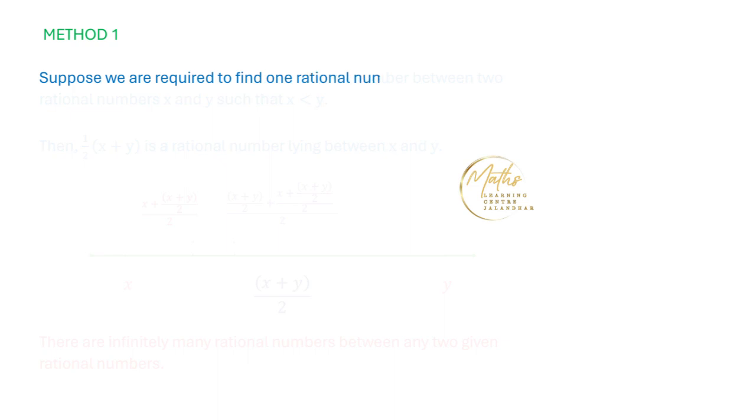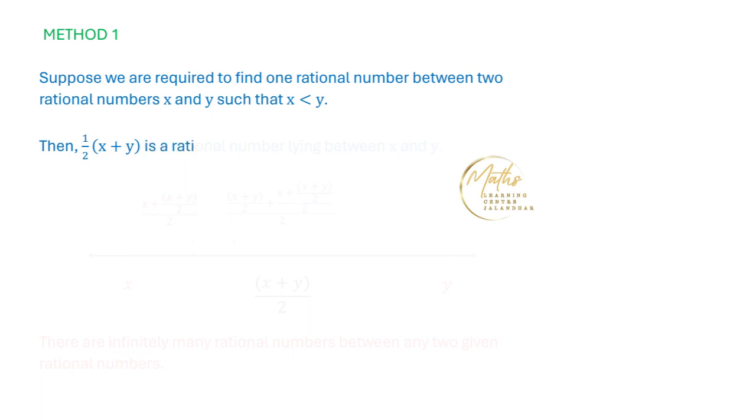One is the number x and the other is the number y, and we want to find a rational number between these two numbers. Then this method says that we have to calculate the value of (x plus y) by 2. So this will be a rational number that will be lying between x and y. This is our first method.